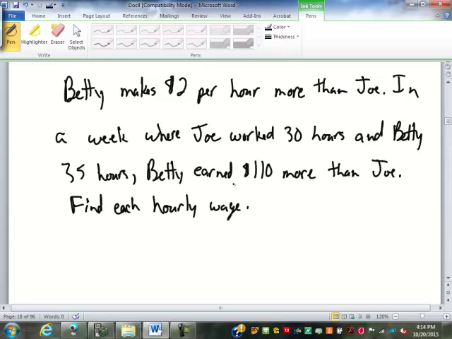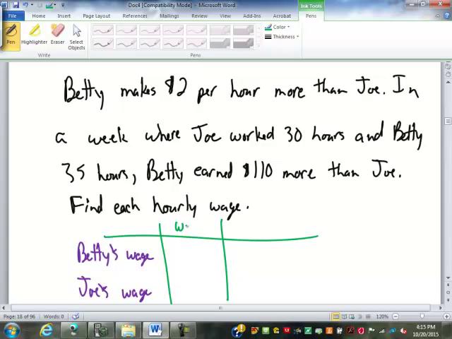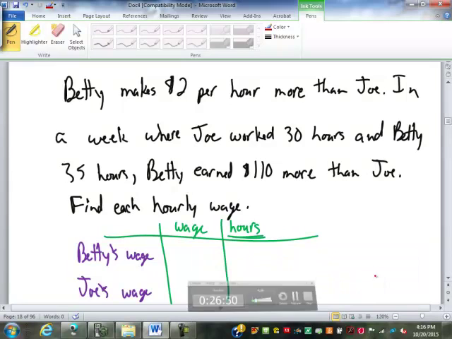I'm going to give you guys a second. See if you can figure this out. See if you can set it up. I am going to tell you this: our two variables are going to be Betty's wage and Joe's wage. But then you're also going to have combined into that somehow their hours. So let's just think about that for a second. See what you come up with, and we'll talk about it.